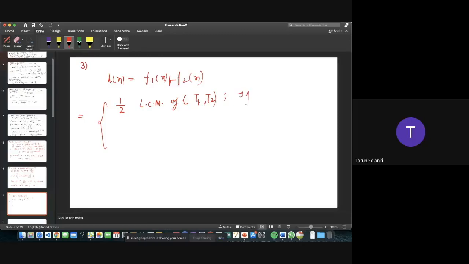If f1(x) and f2(x) are complementary pairwise, which is comparable to even functions, right? And otherwise, we will take the LCM of T1 and T2 only.